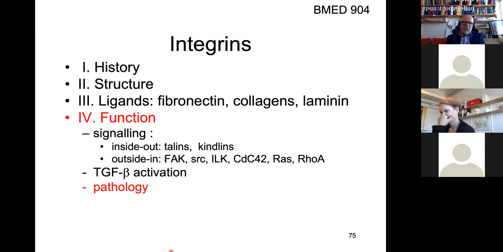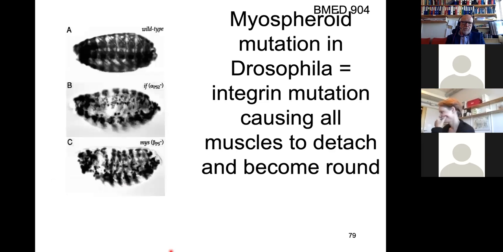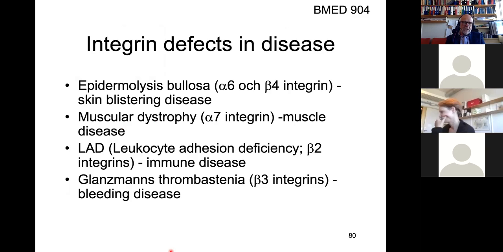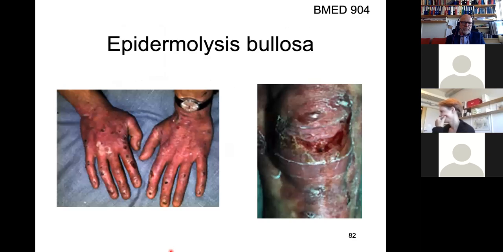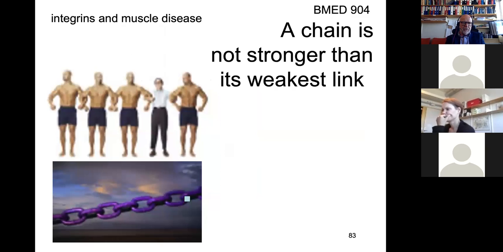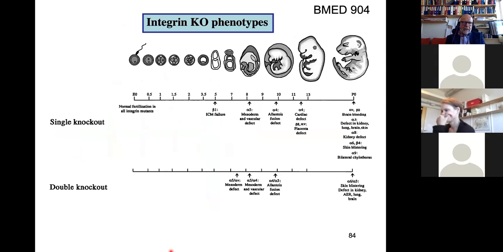Maybe I'll just flash through the slides: integrins are important for muscle attachment in flies. There is immune disease where immune cells are not activated properly. There is a bleeding disorder where integrins are not functional. We talked about epidermolysis bullosa with laminin. There are also integrin mutations that give the same phenotype. And most integrins have been knocked out with various phenotypes. Some have severe phenotypes, some have very mild phenotypes.